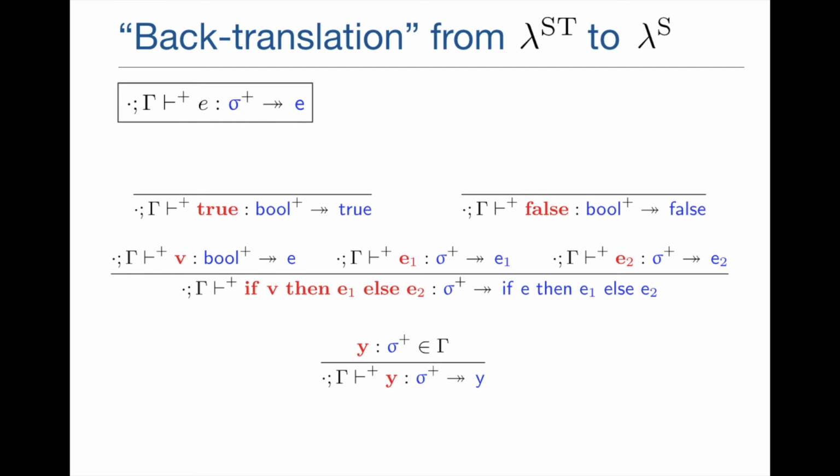So now we see this other judgment, which lets us back translate not just from the source type or any part of the multi-language, but specifically from something of translation type sigma plus. So for Booleans and for if-then statements, it's exactly what you would think. And then here at the bottom, we say, well, if we have some Y that has type sigma plus and type environment gamma, then we know we can back translate to some Y in the source language.